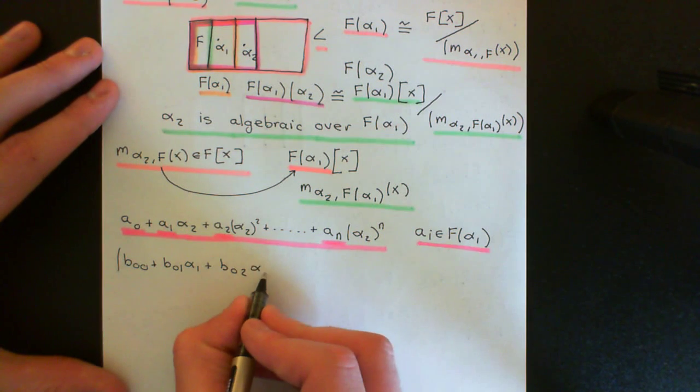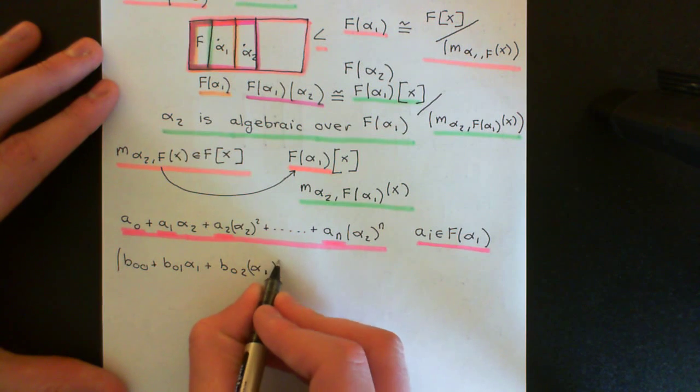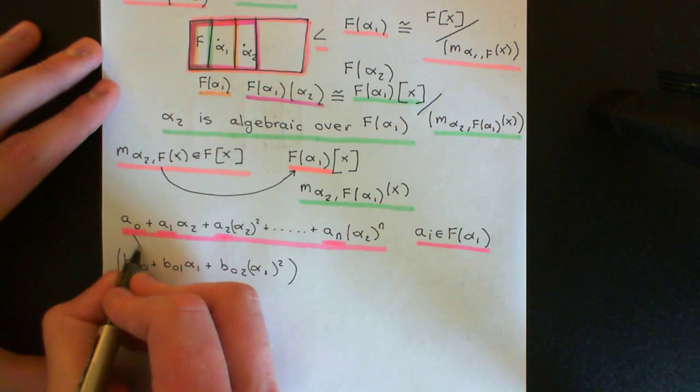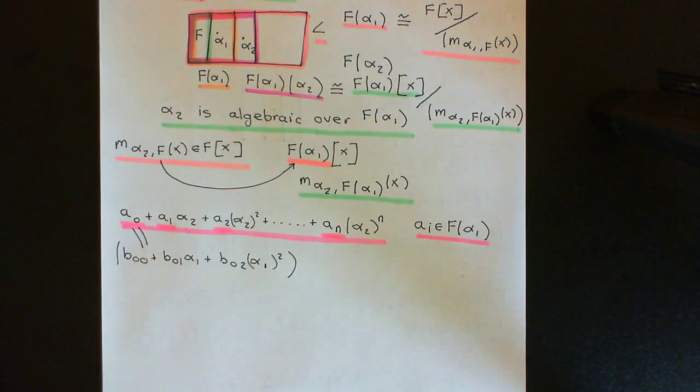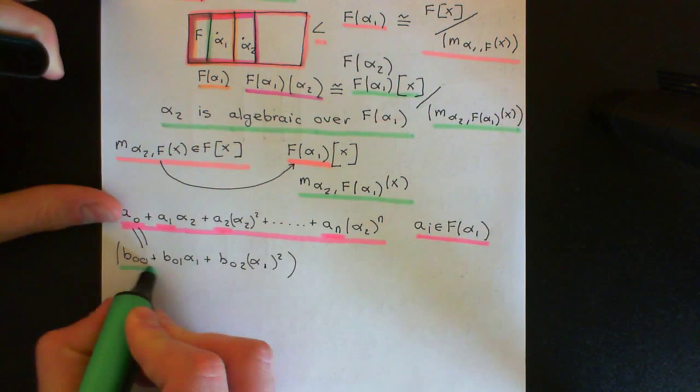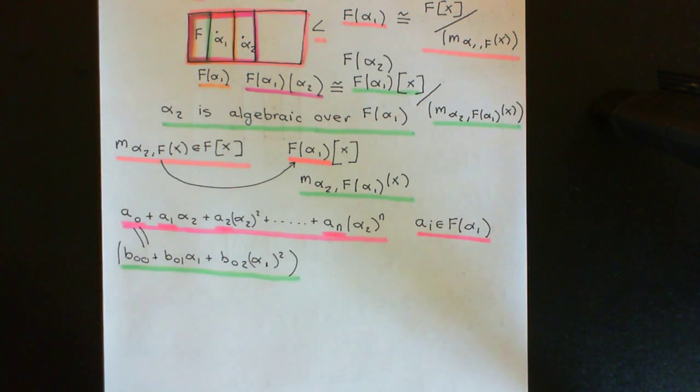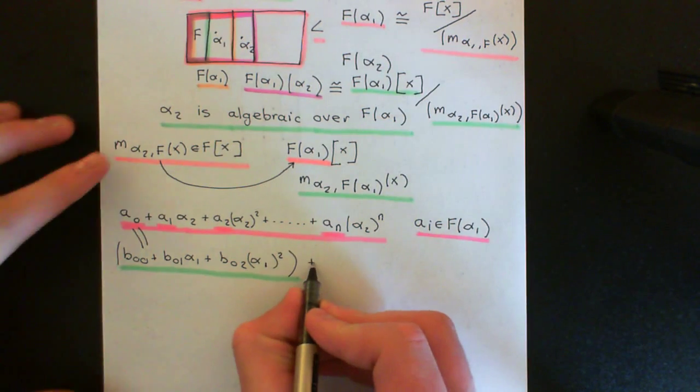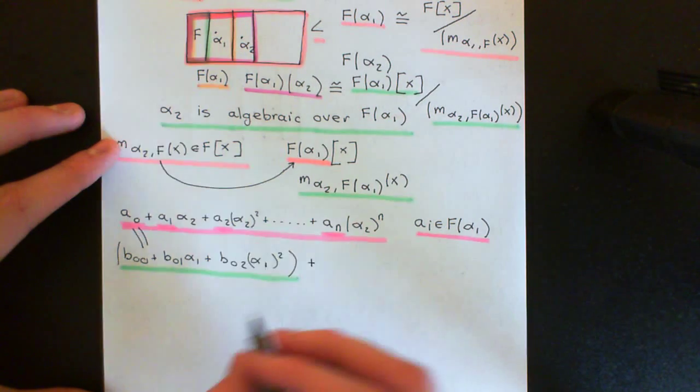Okay, so it's only degree 2 polynomial in alpha 1. So that would now be all of a0 written out. I'll just highlight this in green here. And then if we do it for a1, a1 now is going to be a polynomial in alpha 1.